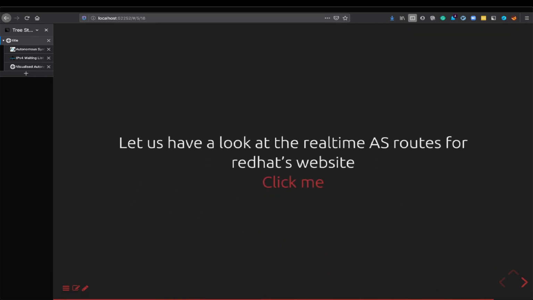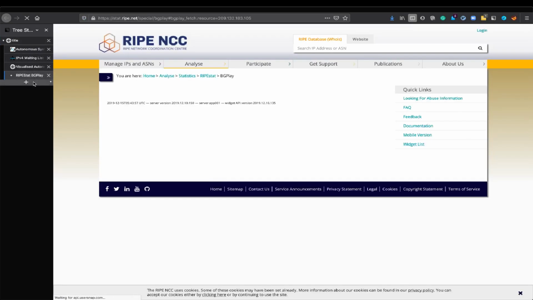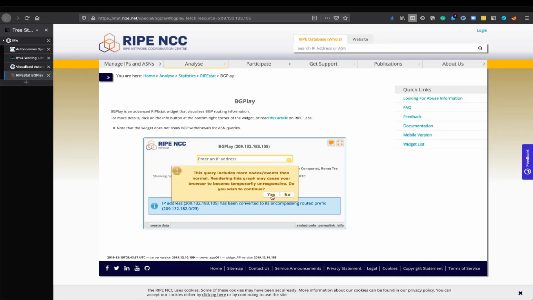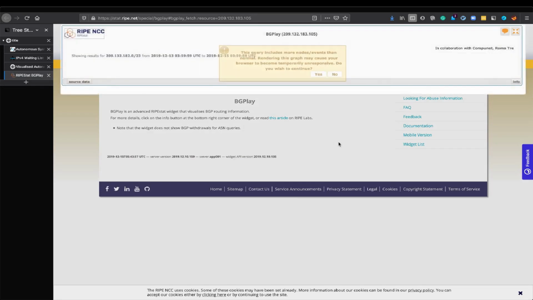So just for an example, we can look at some real-time autonomous system routes, and the example we are taking here is Red Hat. What I did was I figured out Red Hat's IP address. I did a simple whois lookup. Let me just expand this so that this is much bigger.